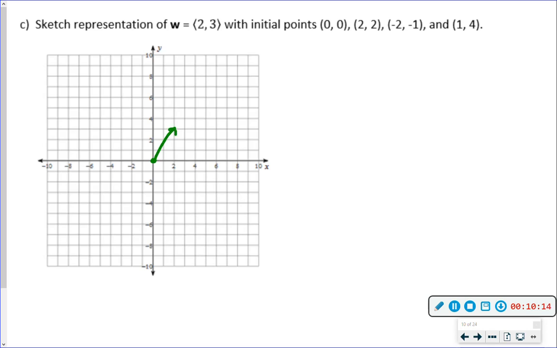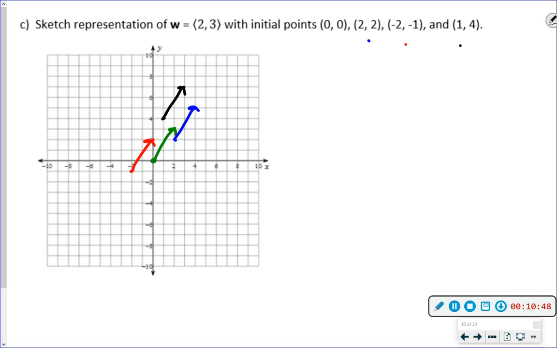I'll do them all in different colors, and I'm going to do this one in blue. So I'm going to start at 2, 2. There's my initial point. Apply your vector, right 2, up 3. Pretty exciting stuff. All right, I'm going to do this one in red. Initial point, -2, -1. Apply your vector, right 2, up 3. And our last one, we'll do this one in black. Initial point, 1, 4. And then your vector, right 2, up 3.